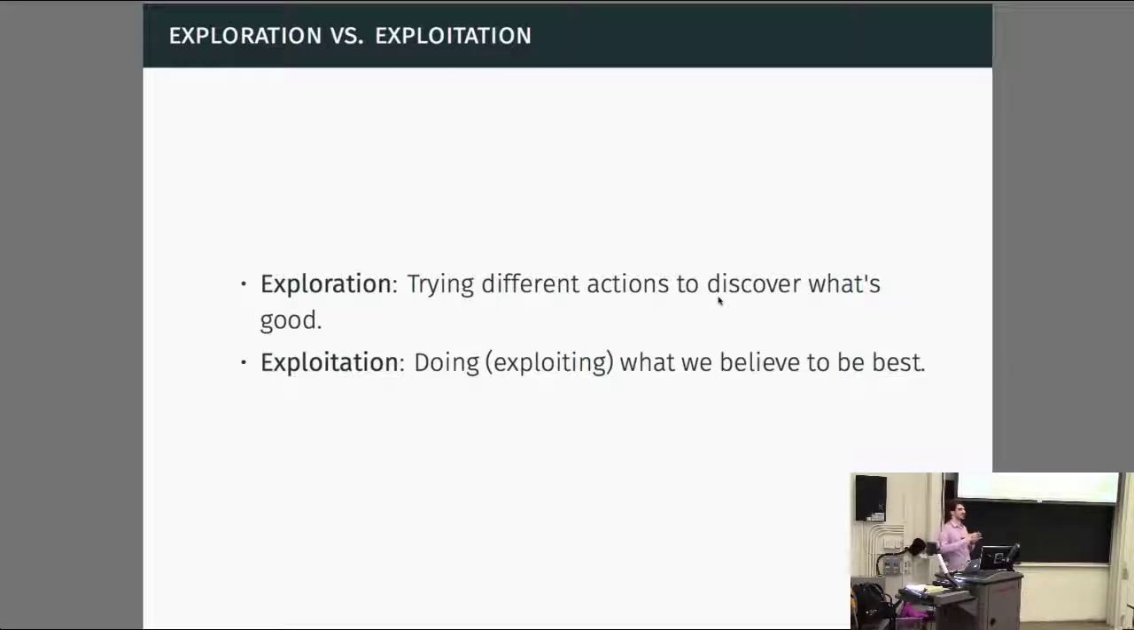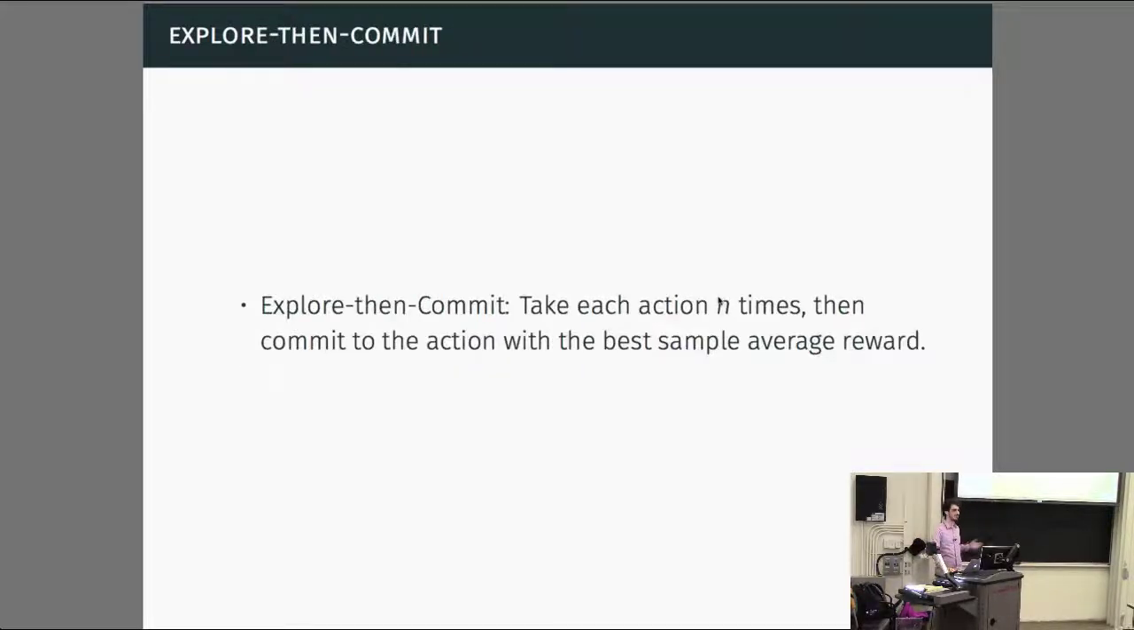But maybe we don't want to also, okay, well, so what's one way of doing this? The way I've been talking about it was suggesting we might want to basically explore then commit, right? So we spend some amount of time exploring. In particular, this algorithm says take each action n times, and then we commit to the action that we think is best, right? So we explore all the actions the same amount, and then at that point we have an estimate over how good the actions are, and we commit to the best action.